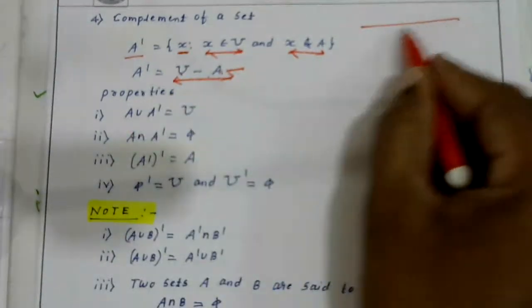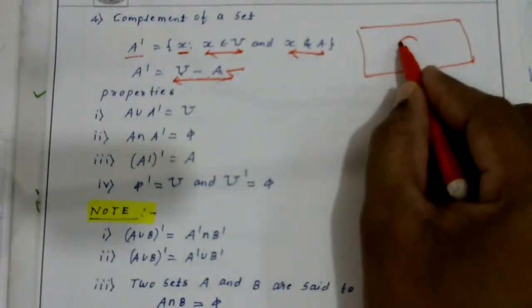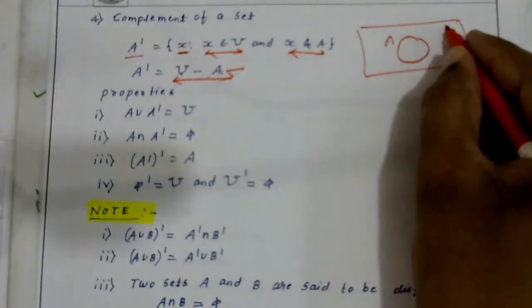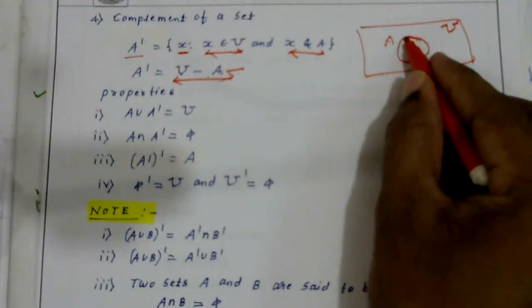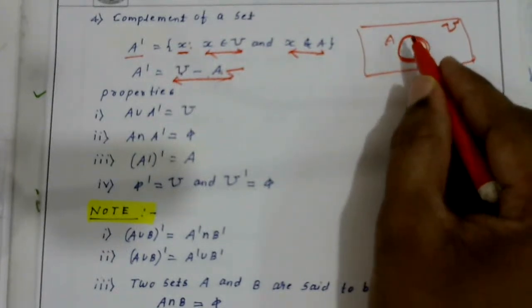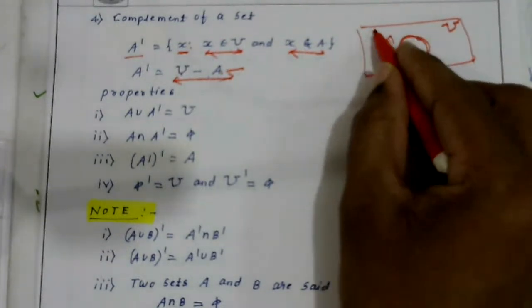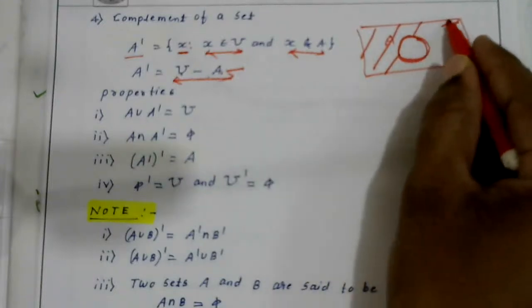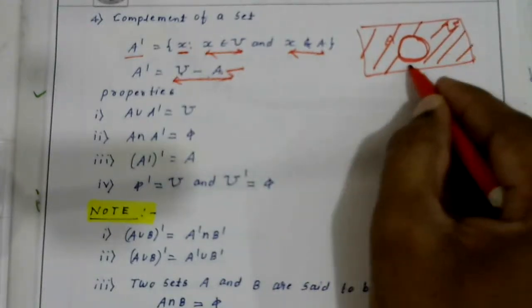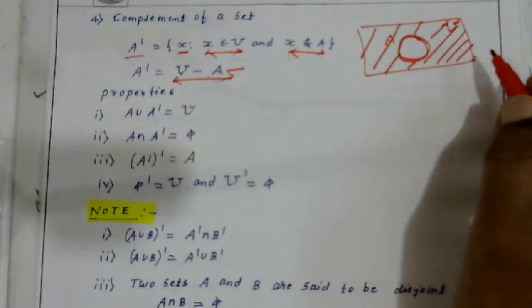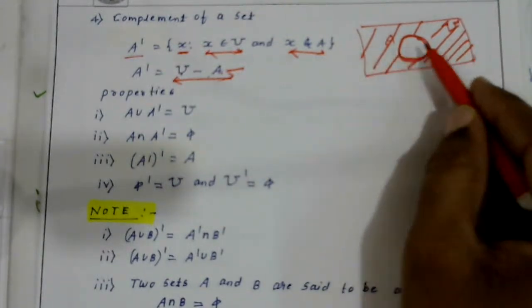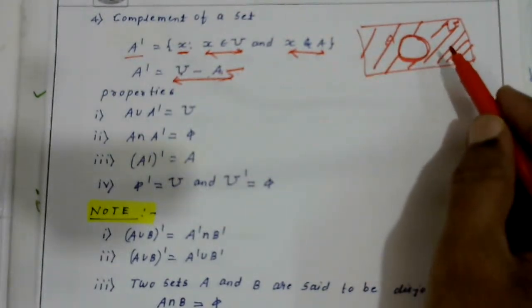If you speak in terms of a Venn diagram, it's a set A, and this is your universal set. This part is your A. So A dash means what? Apart from A. The outside part will be your A dash. So A complement is what? Apart from A. B complement is what? Apart from B. So this outside region, apart from A, is your A dash.